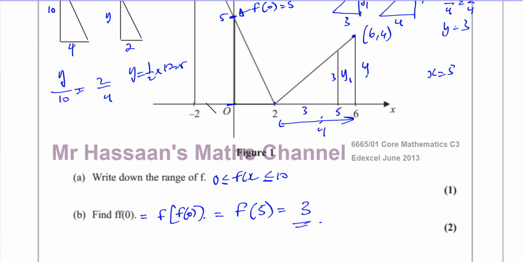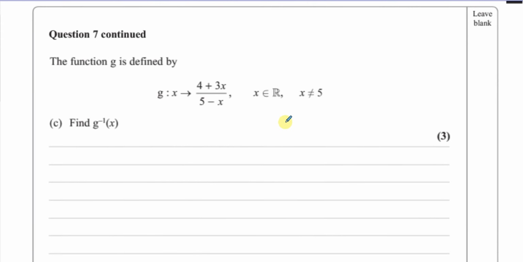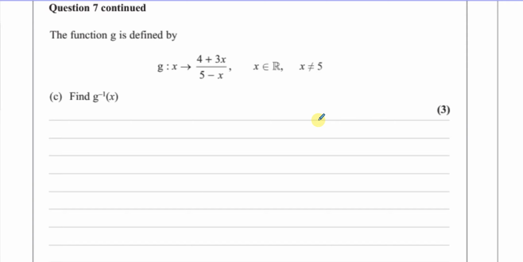Now I'm going to move on to part C. Part C says the function g is defined by g of x equals 4 plus 3x over 5 minus x, where x is an element of the real numbers and x does not equal 5. Find the inverse of g(x). So what we have to do here is, first of all, when we find the inverse of a function, we replace the g of x with y. So y equals 4 plus 3x over 5 minus x.